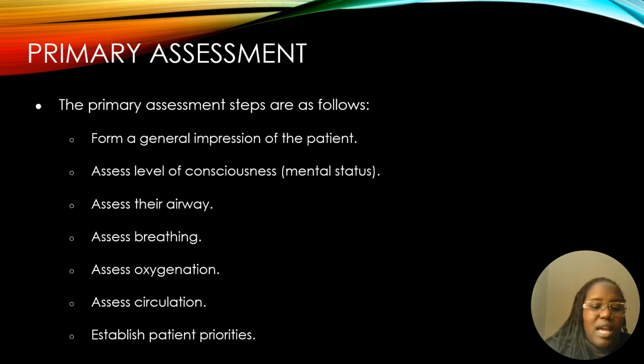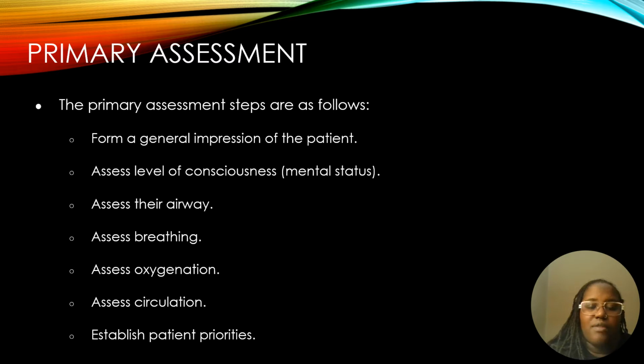We're going to be looking at circulation. We're going to check their skin. We're going to be checking their pulse. And we're going to be checking to see if there's any type of bleeding going on in our patient. For pulse, as you remember, we're going to be looking at rate, rhythm, and quality of their pulse. We're also going to be looking at their skin signs. Skin is going to be color, temperature, and condition.